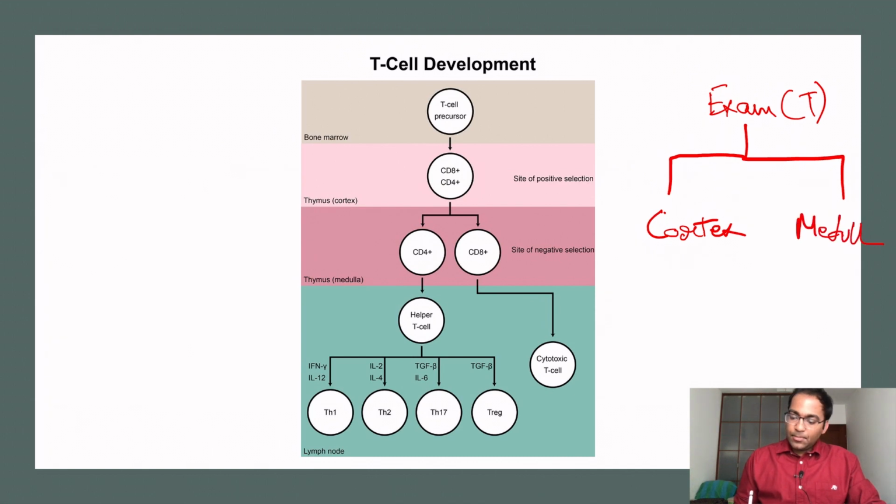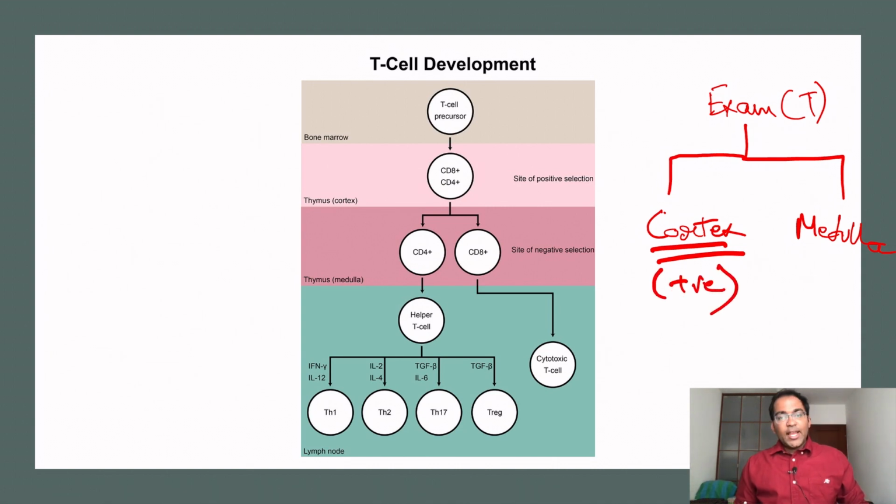and in the cortex there is a process called positive selection. So exam number 1 that the T cell has to give in a thymus takes place in cortex, and the name of that exam is called positive selection. The second exam the T cell takes is in the medulla, and that is called the negative selection. So the first exam is named as positive selection and the second is named as the negative selection.